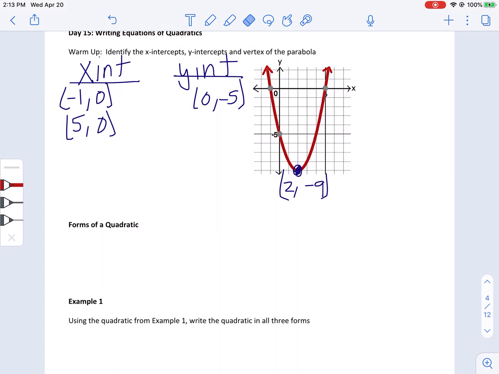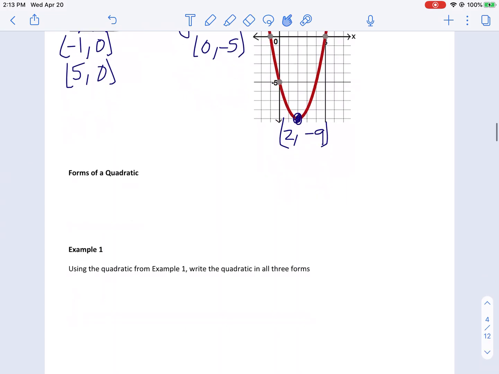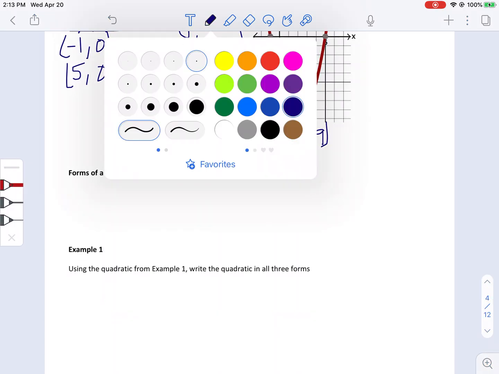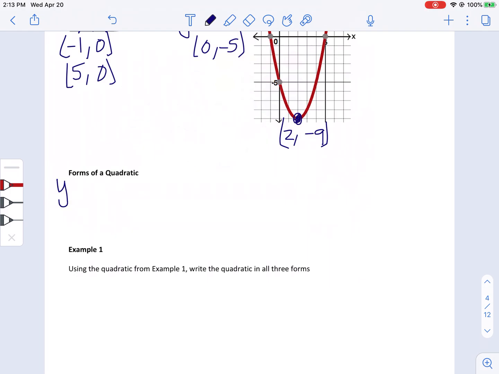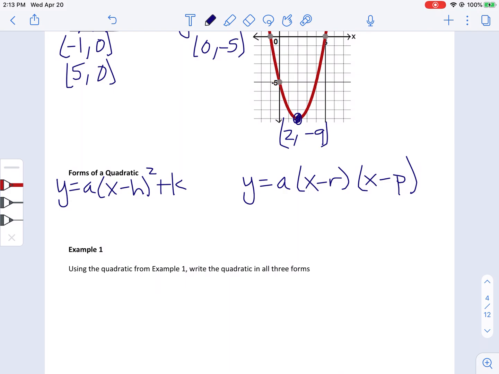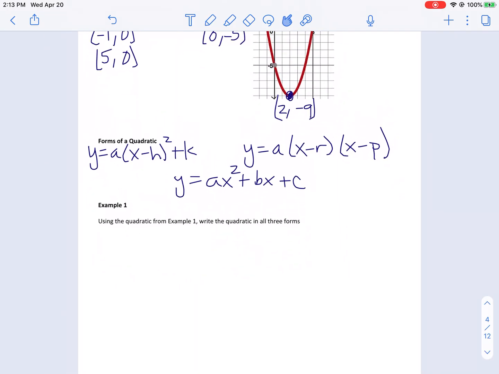So today we're going to look at all the different forms of the quadratic. Some of you might remember there is vertex form: y equals a(x minus h) squared plus k. We have intercept form, where we have those parentheses, and then we had standard form. So how do we write this in all three forms?